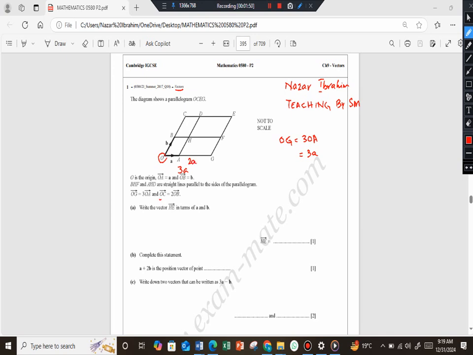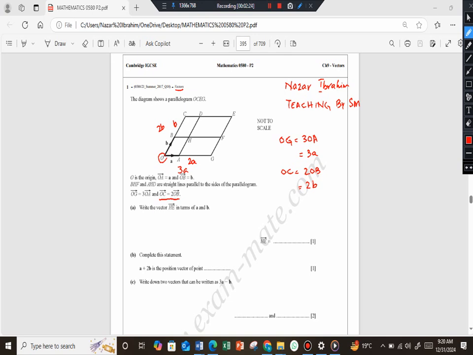Similarly, OC is equal to 2OB. So OB is equal to b, so OC is equal to 2b. Clear? Now BC is part of OC, right? So OC minus OB will give me BC, which is 2b minus b. BC is equal to b. Clear?